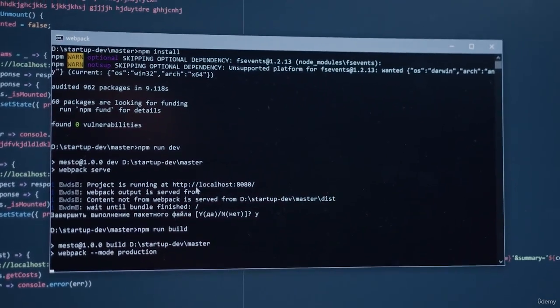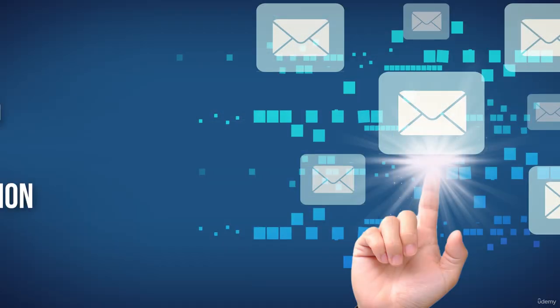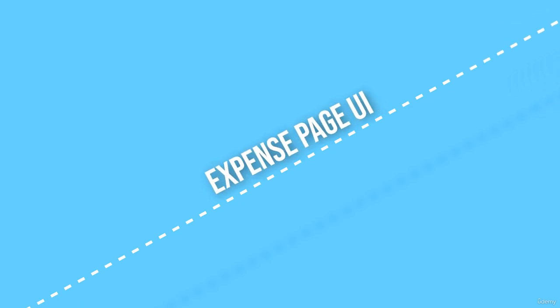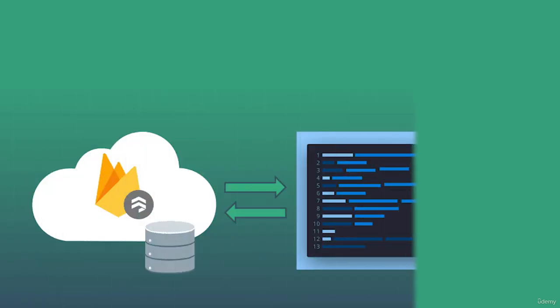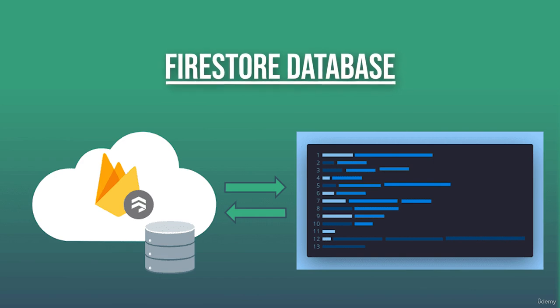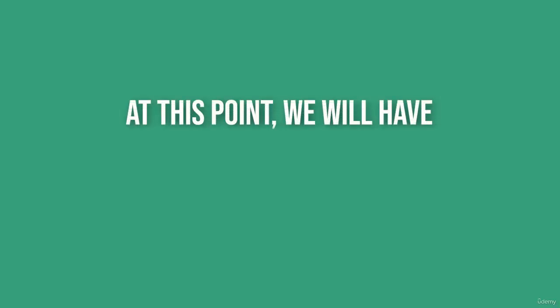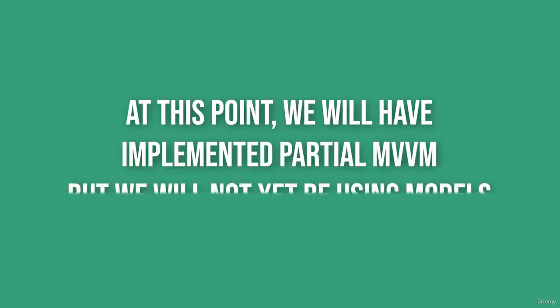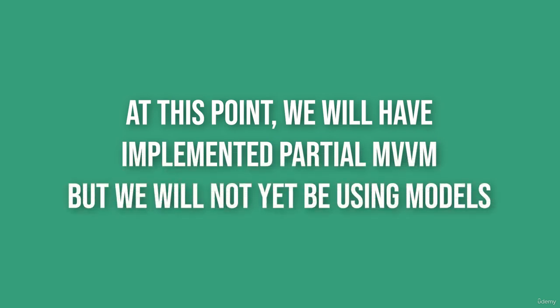As we begin coding, we will start with the login UI and we will implement email and Google authentication. From there, we will move on to the expense page UI and we will want to integrate the Firestore database. At this point, we will have implemented partial MVVM, but we will not yet be using models.